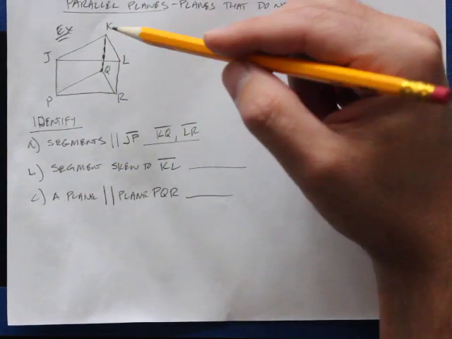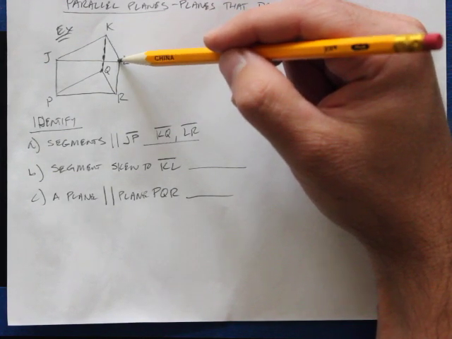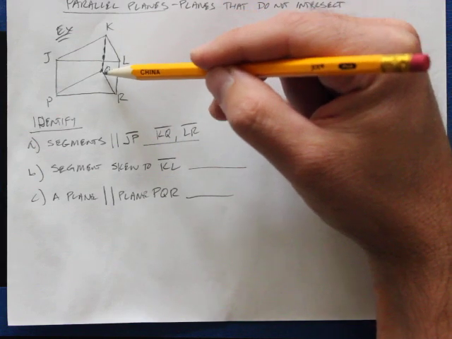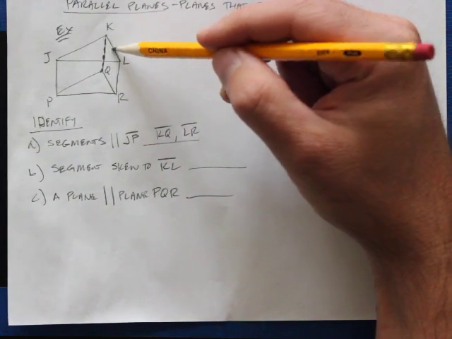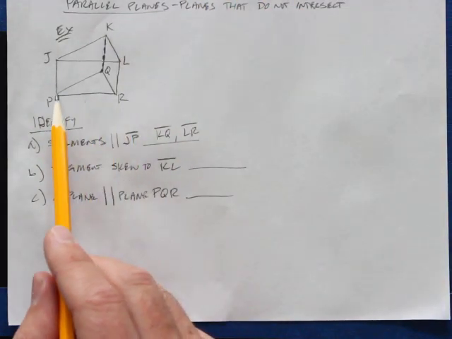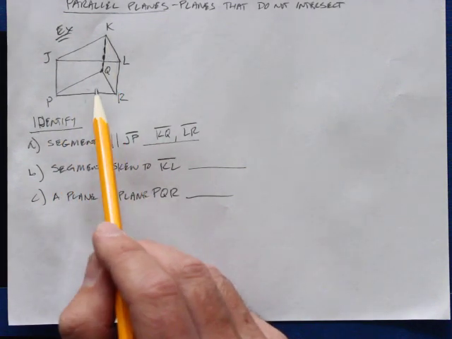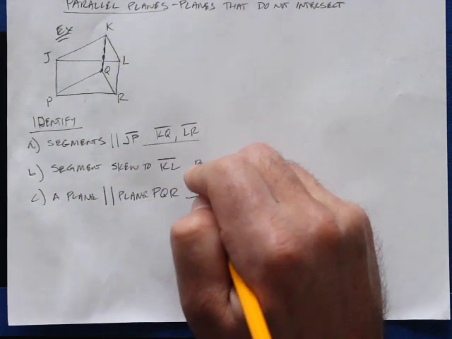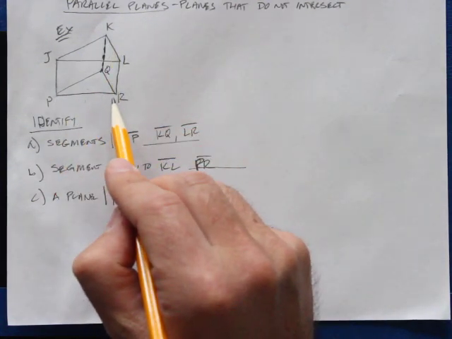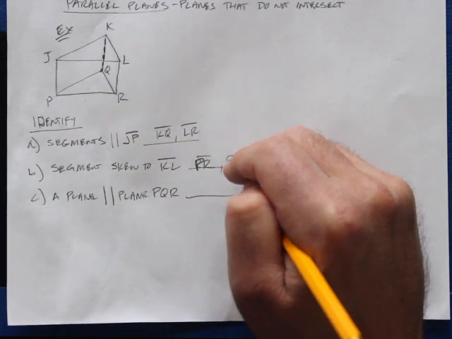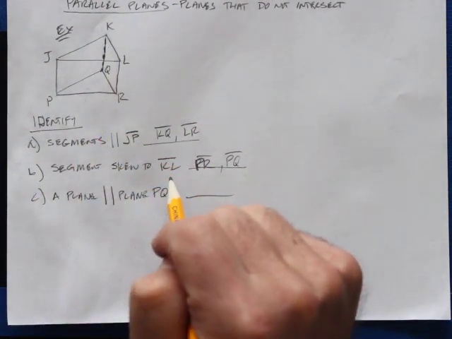Segment skew to KL. So I find KL. Now I need to find a segment that is never going to intersect with KL, but is not parallel to KL. So QR down here is parallel to KL. So that one is not skew, that one's parallel. So here's KL going this direction. PR is going a different direction, and it will never intersect with KL because it's on a separate plane. So PR is a good segment that is skew to KL. Another one is PQ. And I think that those are all of the segments that are skew to KL.